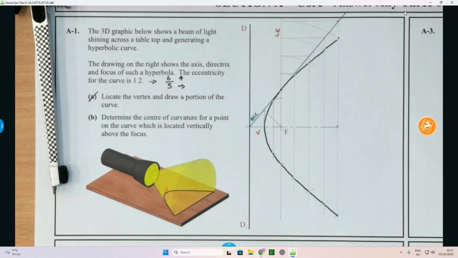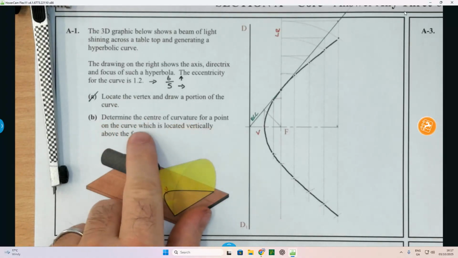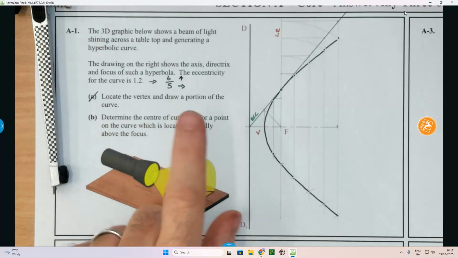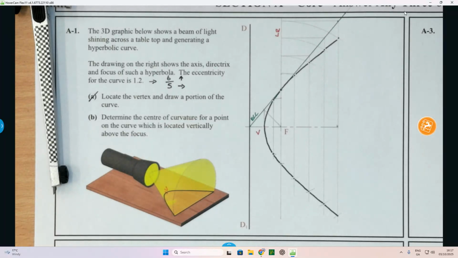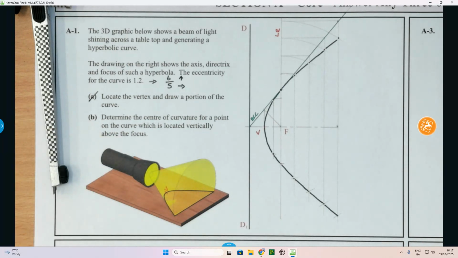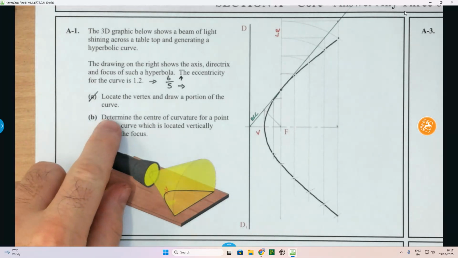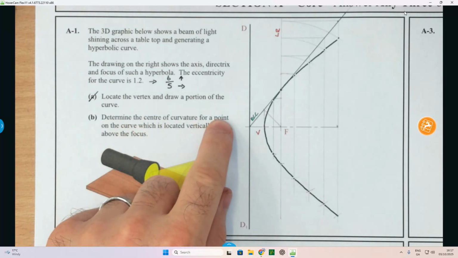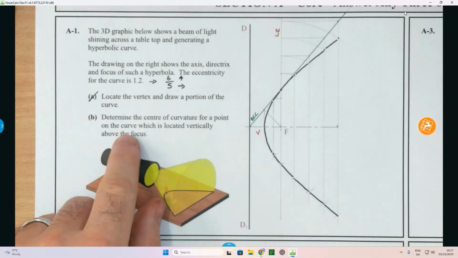Okay, so the next part of the question, it says here, part B, determine the centre of curvature for a point on the curve which is located vertically above the focus. Okay, a little bit tricky here now. This might catch out a few students. Centre of curvature doesn't come up too often. But it kind of tells us here where it is. Determine the centre of curvature for a point on the curve which is located vertically above the focus.